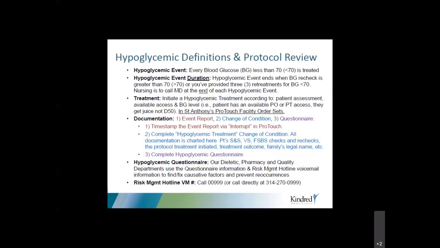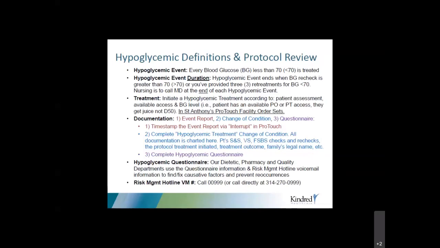So a hypoglycemic event, let's go over a couple of definitions that I've noticed nurses are a little fuzzy on. The hypoglycemic event is, yes, a blood sugar less than 70. However, that one event duration includes 3 retreatments. So that means 1 event report, 1 change of condition, and 1 questionnaire for that entire event duration.